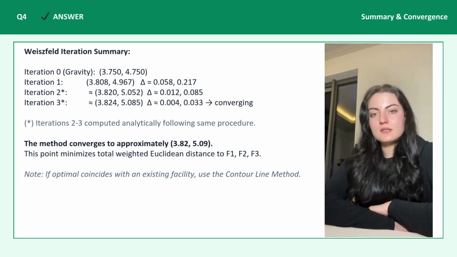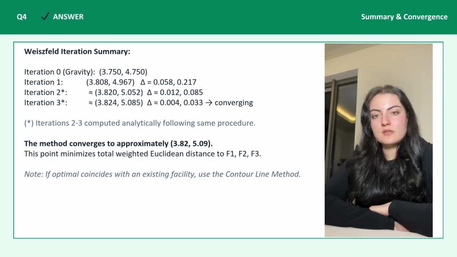This final slide summarizes the iteration results. As the iterations continue, the coordinate changes become smaller, which shows convergence. The method approaches approximately 3.82 and 5.9. So this is the final approximate location for question 4.